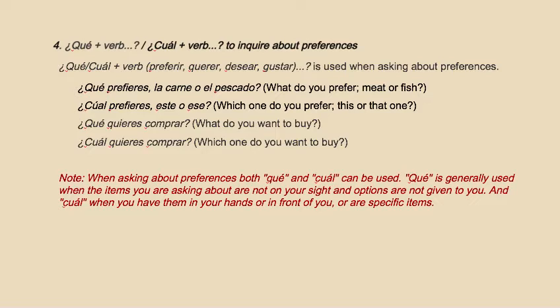Por ejemplo, "¿qué prefieres, la carne o el pescado?" Or "¿cuál prefieres, este o ese?" Do notice that these have a bit of a different meaning. "¿Qué prefieres?" What do you prefer, meat or fish? Just generally speaking. But "¿cuál prefieres?" Which one do you prefer? This one or that one? It sort of denotes that the options are before you and you then have the immediate choice. Whereas qué has a more ideological, philosophical sense: what do you prefer more, generally speaking.